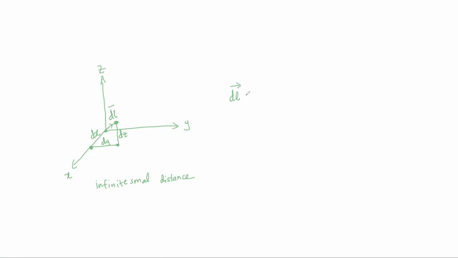Okay, so can you tell me how we can write this dl vector in terms of dx, dy, and dz? If the unit vectors along the x axis is i hat, this is j hat and k hat, can you tell me what is the vector dl in terms of dx, dy, and dz?